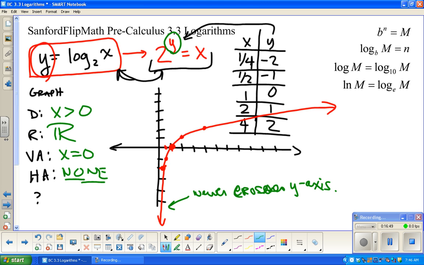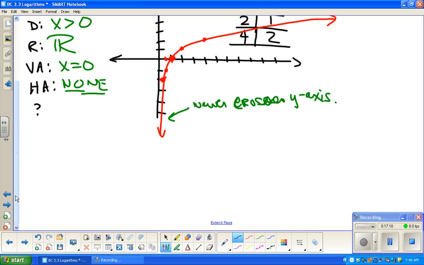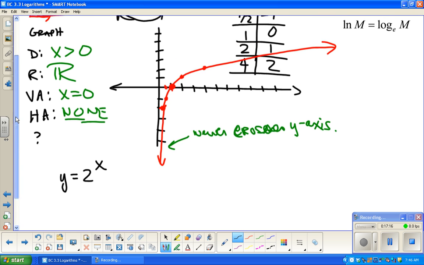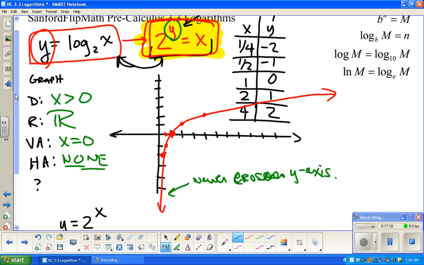Now, what I would like to do is take just a minute to do a little bit of a contrast here. We've been working with something that looks kind of like this for the last few days. Let me draw your attention to this. Instead of 2 to the y equals x, we've been working with y equals 2 to the x. What we had up here, again, was 2 to the y equals x.